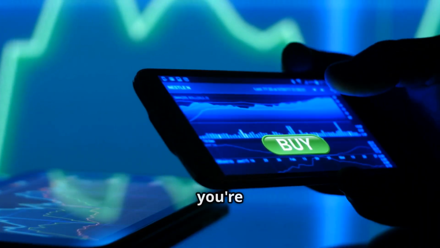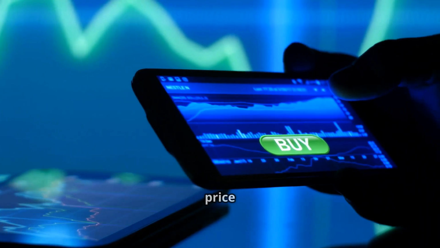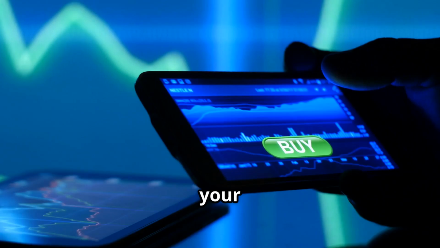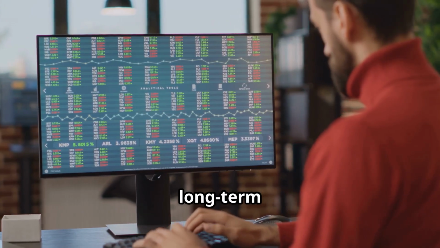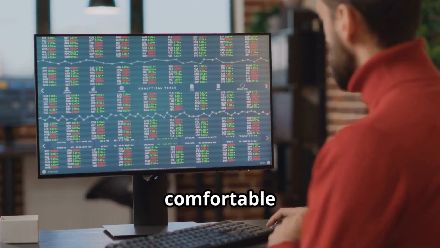When you average down, you're buying more of an investment after its price has declined, which lowers your average cost per share. This can be a smart move if you believe in the long-term prospects of the investment and are comfortable with the added risk.